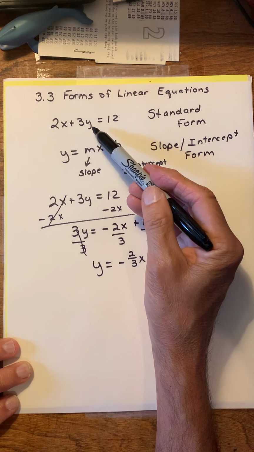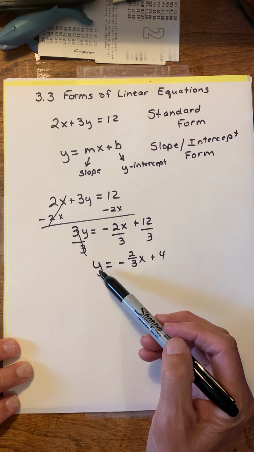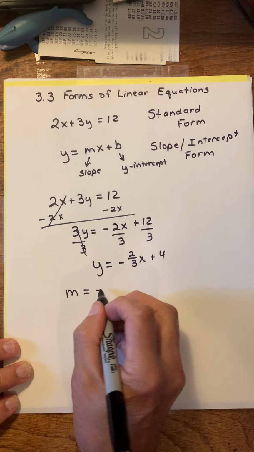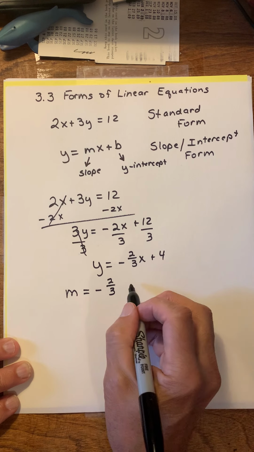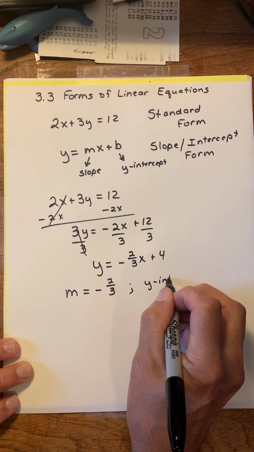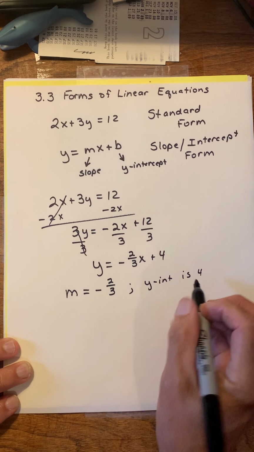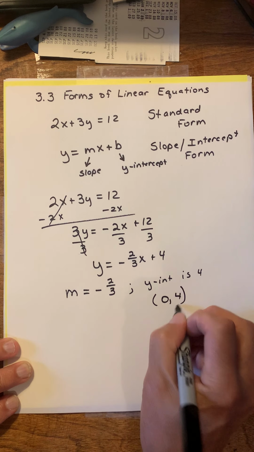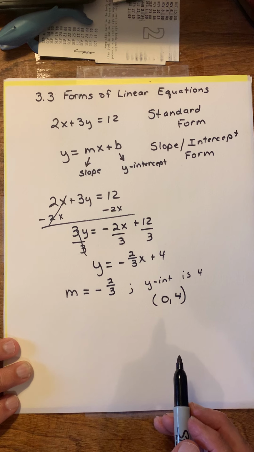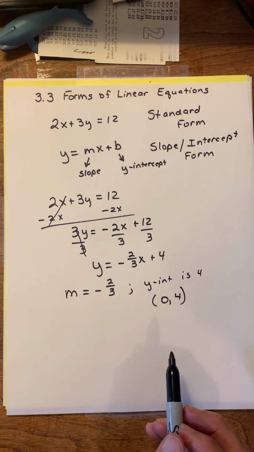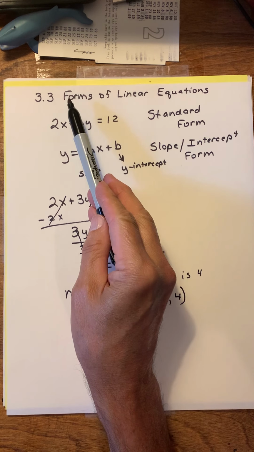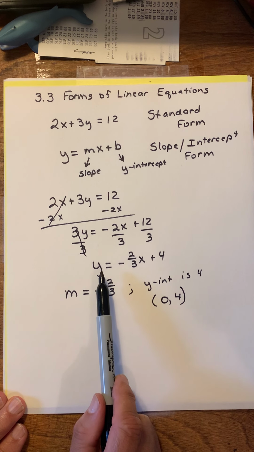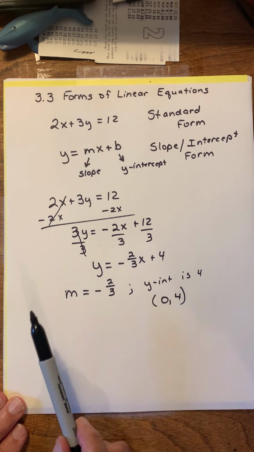So this line that I started out in standard form, I solved it for y, and I have determined that the slope is the number in front of x, negative 2/3, and the y-intercept is 4. Another way I could say the y-intercept is 4 is that it goes to the point (0, 4). Both of these say the y-intercept is 4. Many of your problems on 3.3 will ask you to express your final answer in slope-intercept form. That means solve for y.